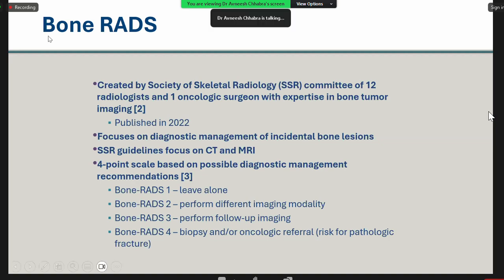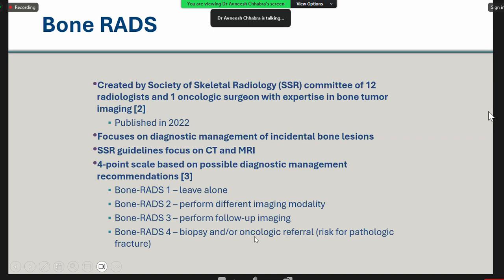Initially this was an ACR effort on the X-rays. Then Connie Chang from MGH spun out a product out of this through SSR on CT and MRI. It was a 4-point scale. So again, these are the 4 types of management: either you leave it alone, or perform a different imaging modality, perform follow-up imaging, or biopsy.